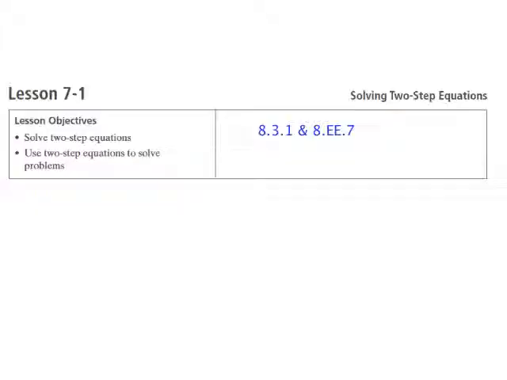What do you think? Today's lesson is solving two-step equations. The Indiana Academic Standard is 8.3.1. The Common Core Standard is 8.EE.7. We're going to solve two-step equations and use two-step equations to solve problems.